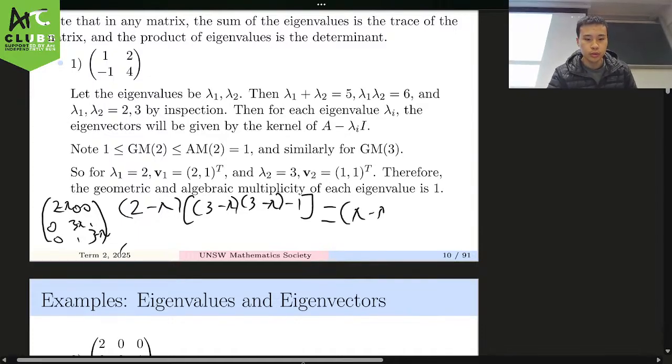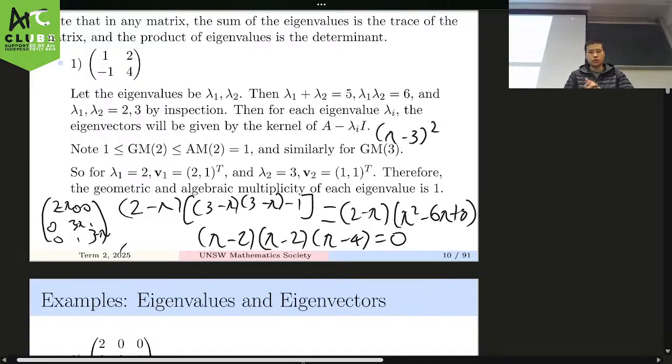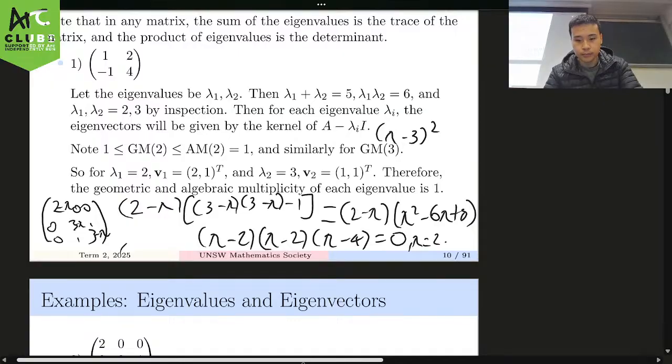So this will be the 2 minus lambda, which means lambda squared minus 6 lambda. It's just expanding out, so 9 minus 1 is 8. We can flip this around because we're setting it equal to 0 anyway. This we can factorize into lambda minus 2 and lambda minus 4. So the roots here would be 2 and 4.